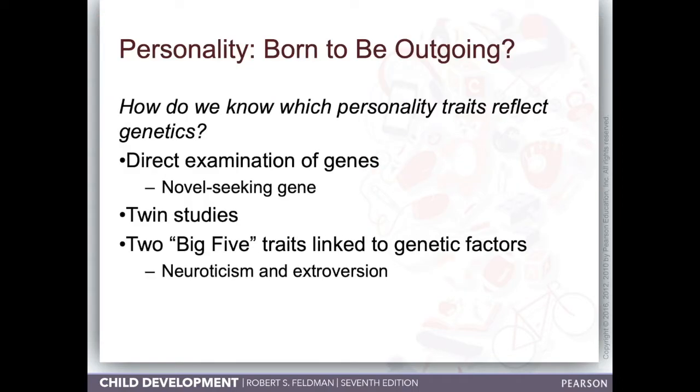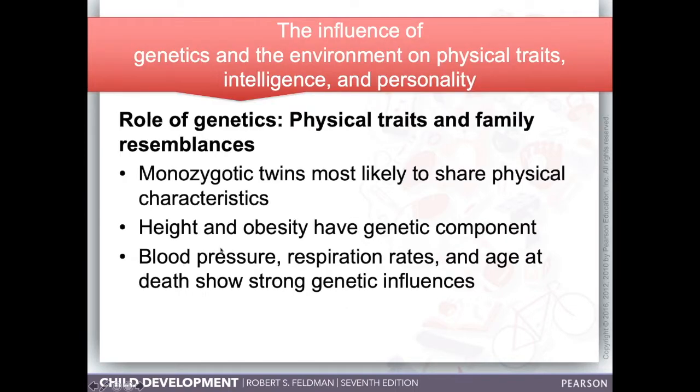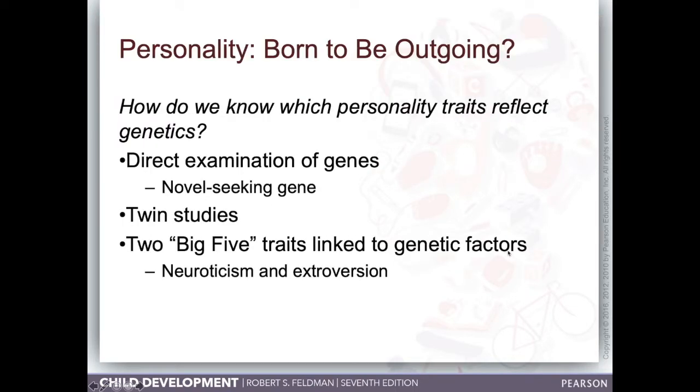Personality, born to be outgoing, maybe not. How do we know which personality traits reflect genetics? Direct examination of genes, a novelty-seeking gene, twin studies, two Big 5 traits linked to genetic factors. We'll talk more about the Big 5 too, those traits that neuroticism and extroversion contribute to as well.